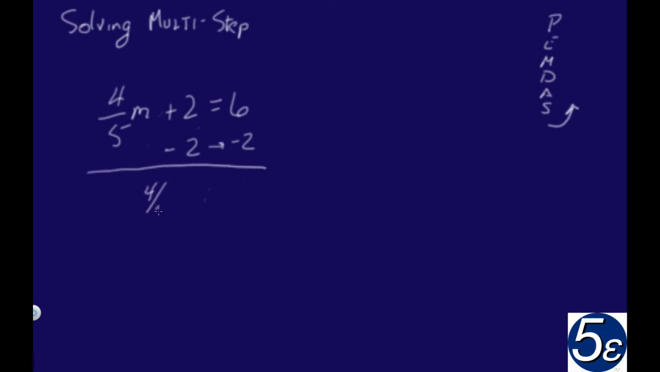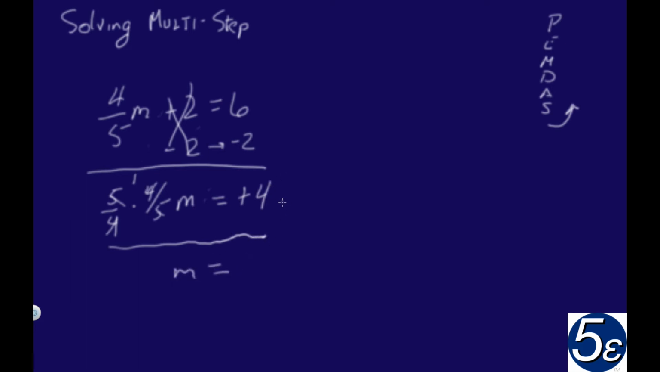We end up with 4/5 m, because this will cancel out, equals, we're going to get 6 minus 2 is positive 4. Now, since we have 4/5 m, recall from the previous video that in order to get rid of the fraction, we need to multiply it by the reciprocal, which in this case is 5/4. And when we do that, these will all cancel out to give us 1. So we end up with m on this side.